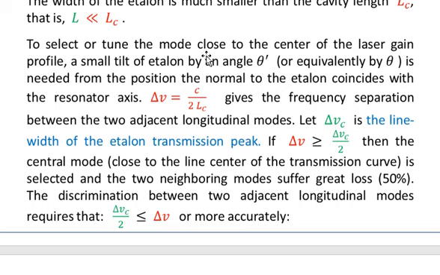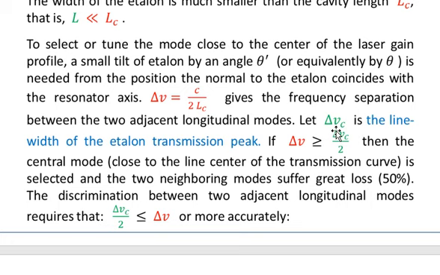To select or tune a mode close to the center of the laser gain profile, a small tilt of the Etalon by an angle theta prime, or equivalently by angle theta, is needed from the position where the normal to the Etalon coincides with the resonator axis. This delta nu, with which you are already familiar, is equal to C over 2 LC, the separation between two consecutive longitudinal modes within the laser cavity. It is shown in red because it is related to the laser operation. Delta nu gives the frequency separation between two adjacent longitudinal modes.